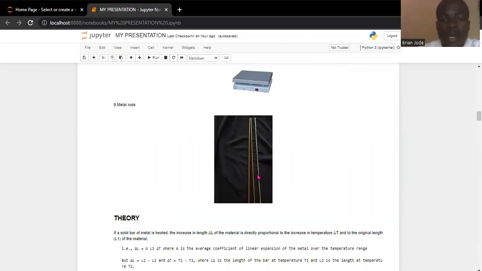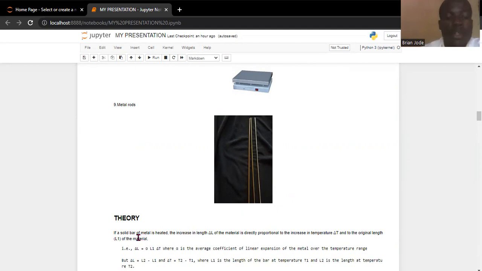We have steel, we have brass, and we have copper. So these are the metal rods that we're going to use for this experiment. We're going to determine to what extent they increase in length when they're subjected to heat.